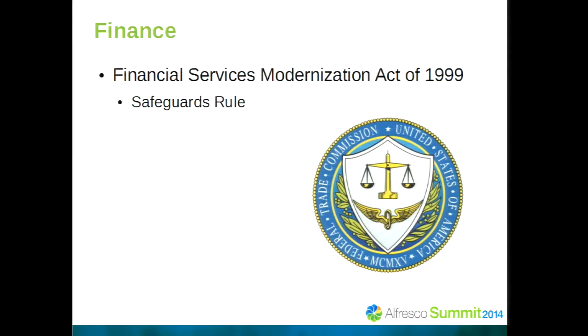Finance has big use cases around it, and this was what everyone likes to term the deregulation act of the banks. But it had this other rule in there, the Safeguards Rule, which essentially says you need to encrypt all your personally identifiable information or protect it in some way. And encryption is always the implementation of that.